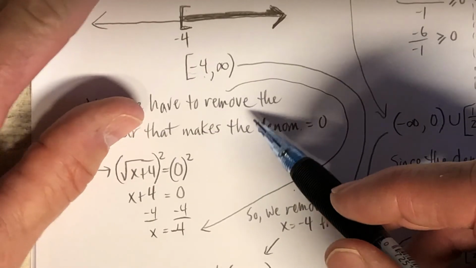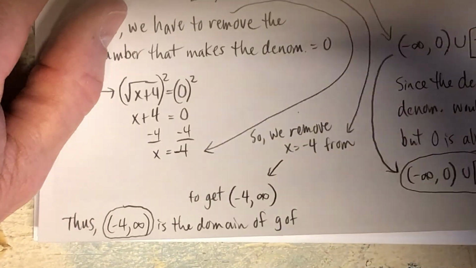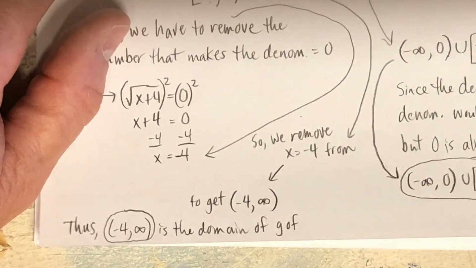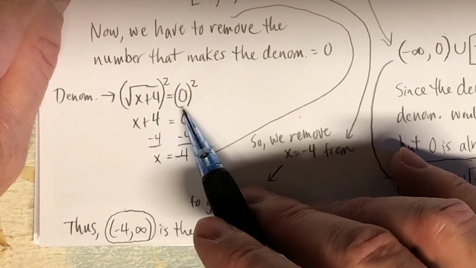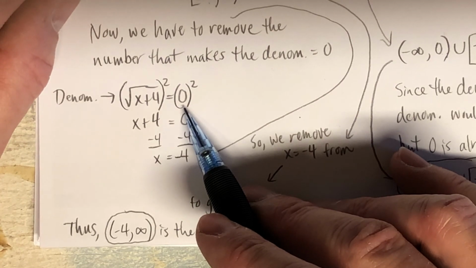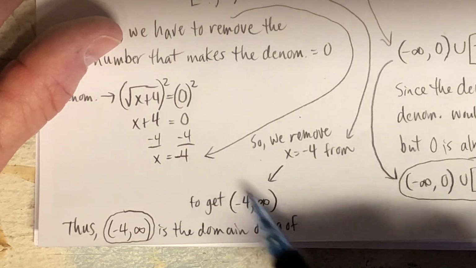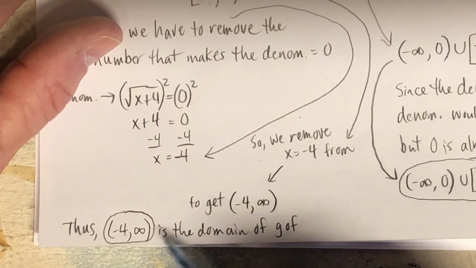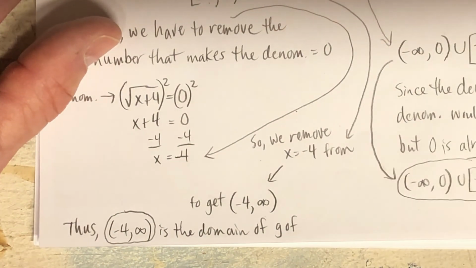And then remove, if necessary, whatever x number makes the denominator equal to 0. I figured that out by setting the denominator equal to 0. You solve that equation after you set the denominator equal to 0. Then you remove that number, and once you've removed what makes the denominator equal to 0, then you're set. So that concludes section 2.8.